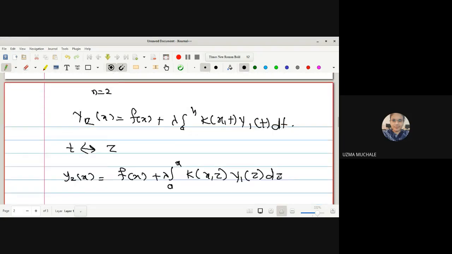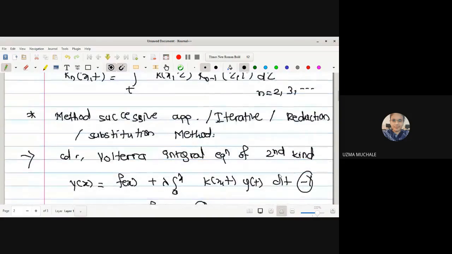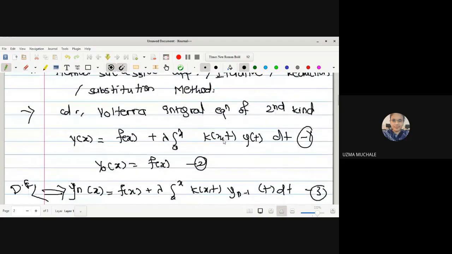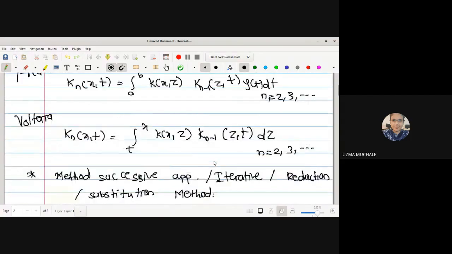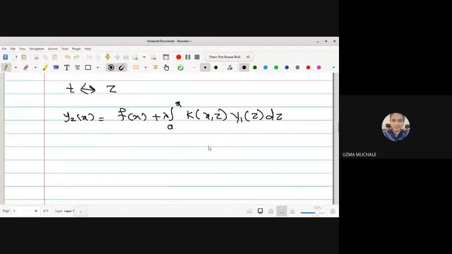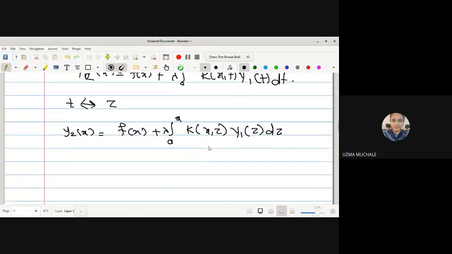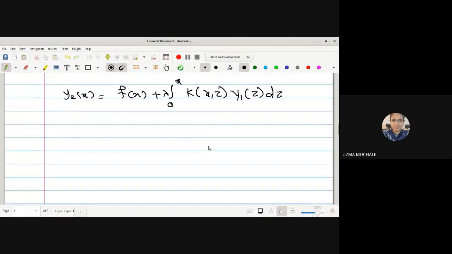because we want to use an iterated formula. Here you can see in the Volterra we can have k n of x t is equal to k of x z k n minus 1 of z t. We have to use this formula, so that's why we are replacing the second variable by z. That is, t replaced by z.